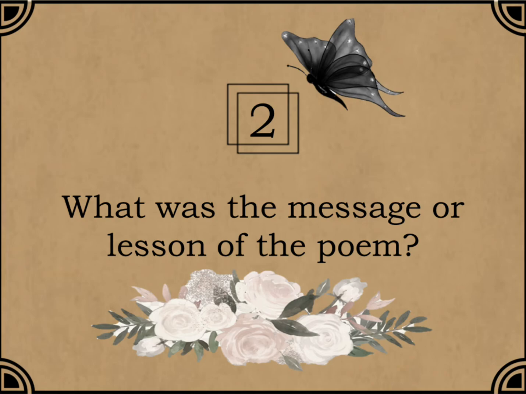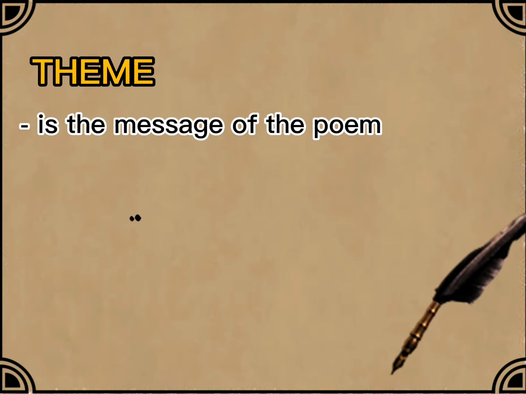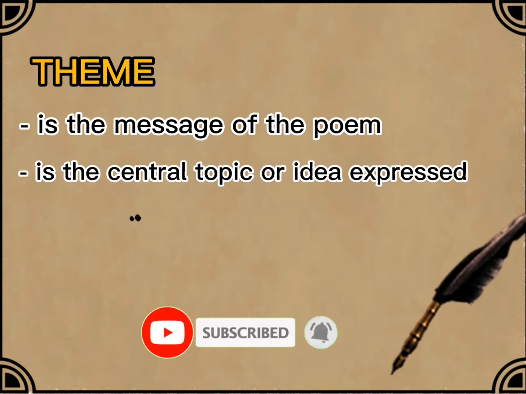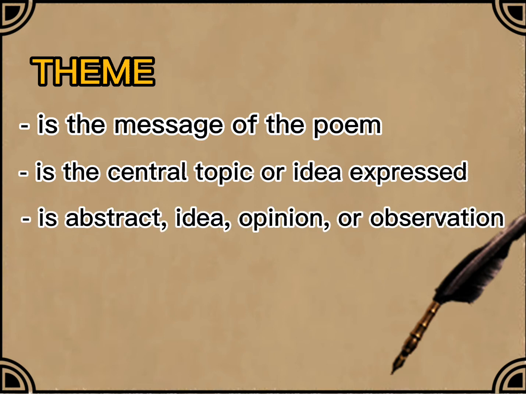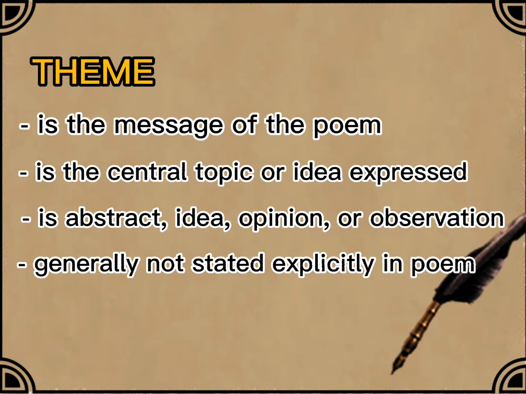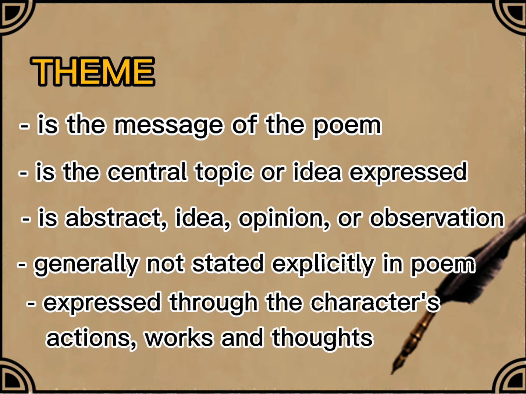Then, let's proceed to the second question. What was the message or lesson of the poem? The message of the poem is what we call theme. Theme is the central topic or idea expressed in a poem. It is an abstract idea, opinion, or observation about the subjects that can be applied to everybody. It is generally not stated explicitly in the poem, but instead expressed through the characters' actions, words, and thoughts.